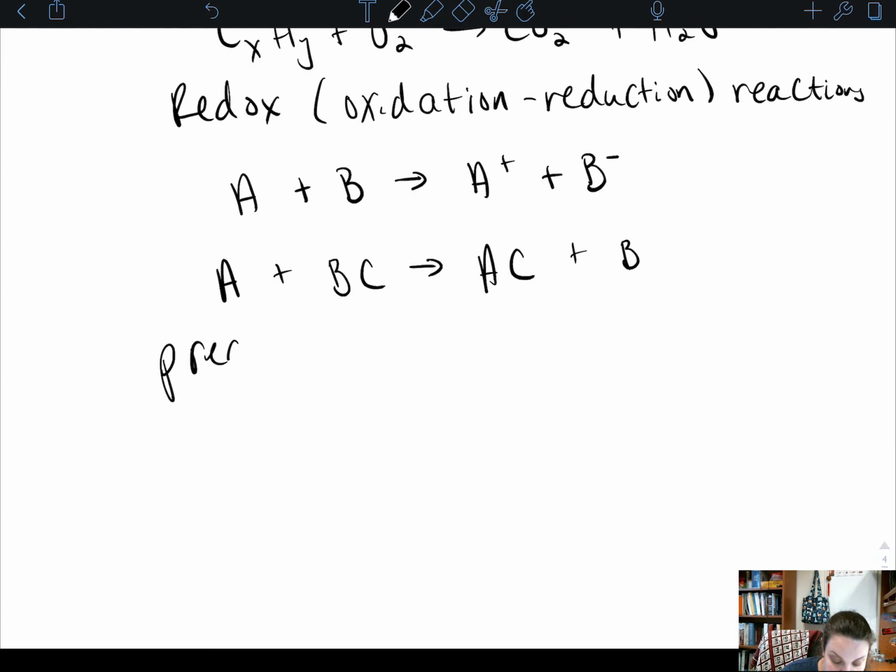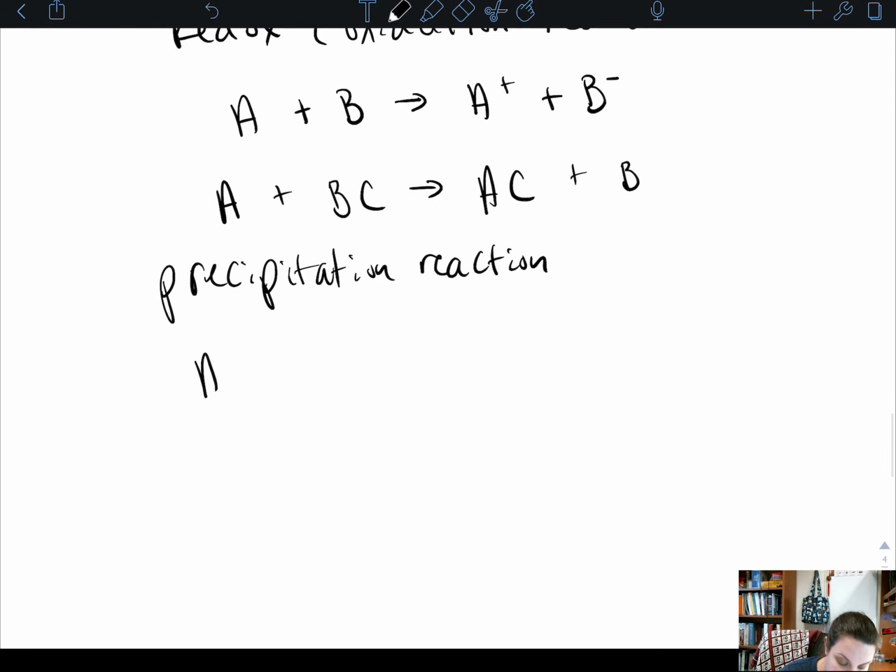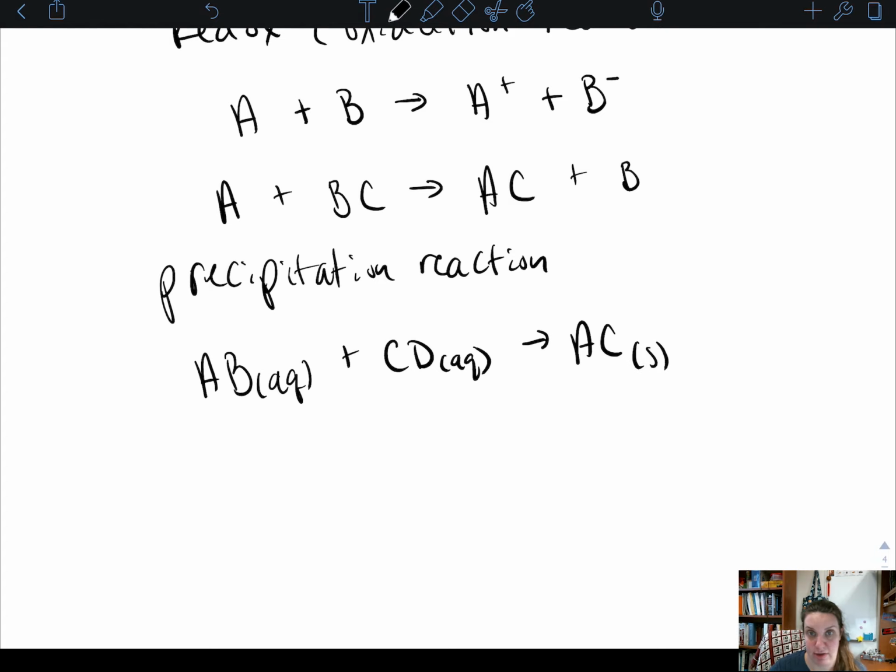Next is our precipitation reactions. And here you're going to have a precipitate form. So here we're actually looking at states. So you have two things that are in the aqueous state. So you have two metal salts. So you have two ionic substances dissolved in water. And when they are combined together, they produce a solid. Okay.